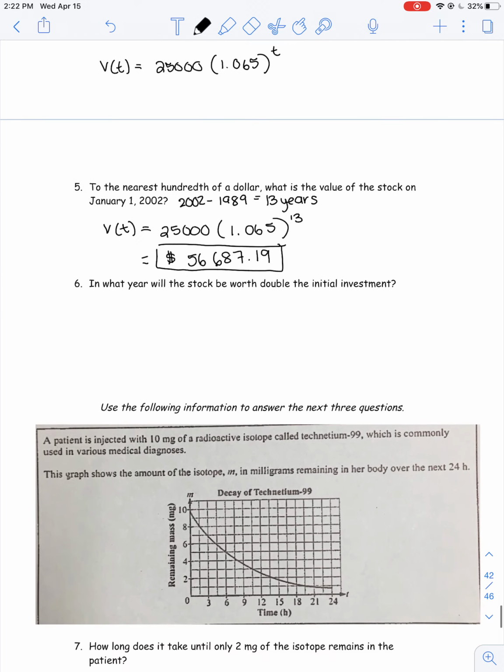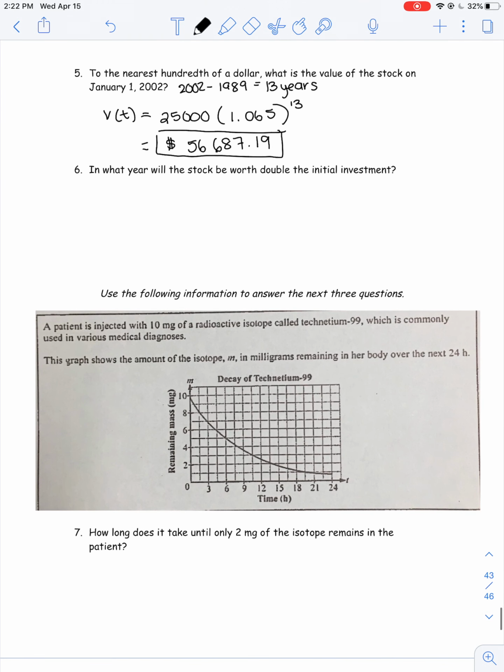Example number 6, in what year will the stock be worth double the initial investment? So our initial investment was 25,000, so that means our value is going to be now 50,000. Okay, so we are first starting by dividing both sides by 25,000. So that gives us 2.